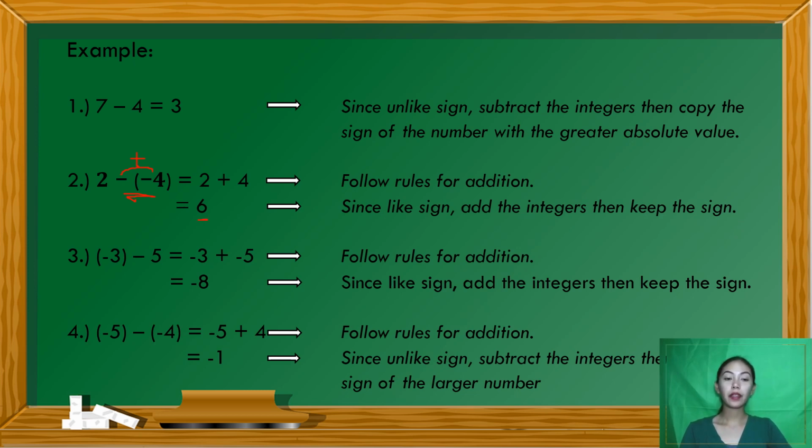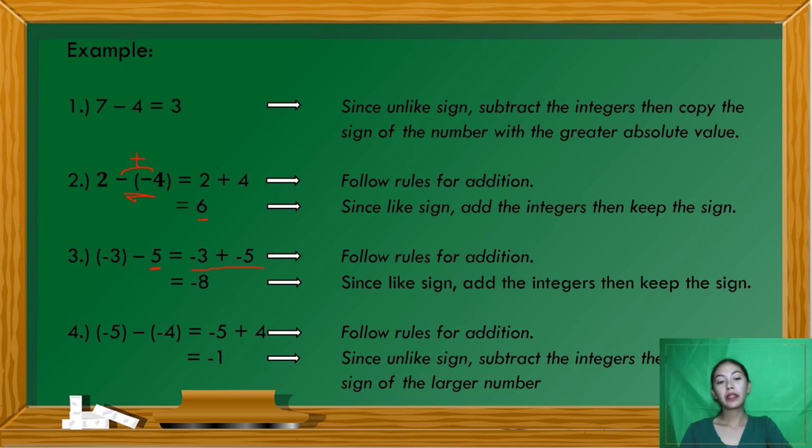Next, number 3, we have negative 3 minus 5. We will follow the rules for addition. Copy the first term, then proceed to addition. Our 5 here is positive, so get the inverse of 5, which is negative 5. So negative 3 plus negative 5 is negative 8. It is negative because the signs of the two integers are negative.